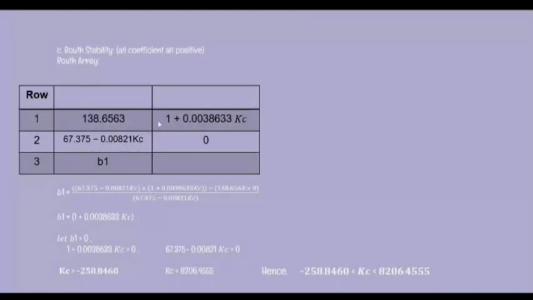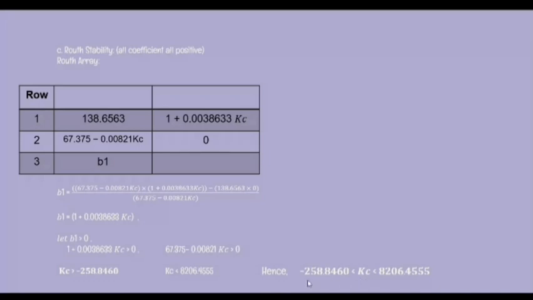21 Kc times with this part, and then we minus with this part and divide by this. At the end, after we simplify, we get B1 = 1 + 0.0038633 Kc. So we let B1 be greater than 0, and then we get 1 + 0.0038633 Kc is greater than 0. 67.375 minus 0.0821 Kc is greater than 1. And we simplify, and then we get this value. Hence, we do like this.